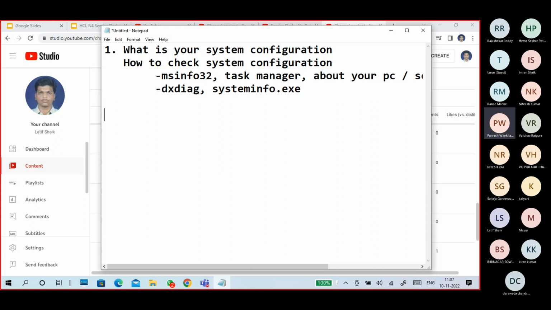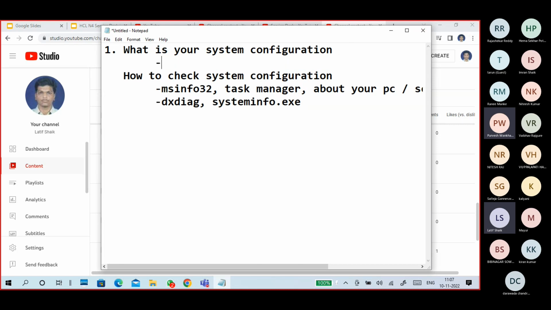Okay. So what is your system configuration? What are the things you have to tell about your CPU? What is your CPU? It's a 32-bit Intel processor or AMD processor. It's a 32-bit processor, 64-bit processor, number of cores. Mainly Intel or AMD. What is your processor? The processor number or generation kind of stuff. And what is your clock speed? Additionally, some more information is there.